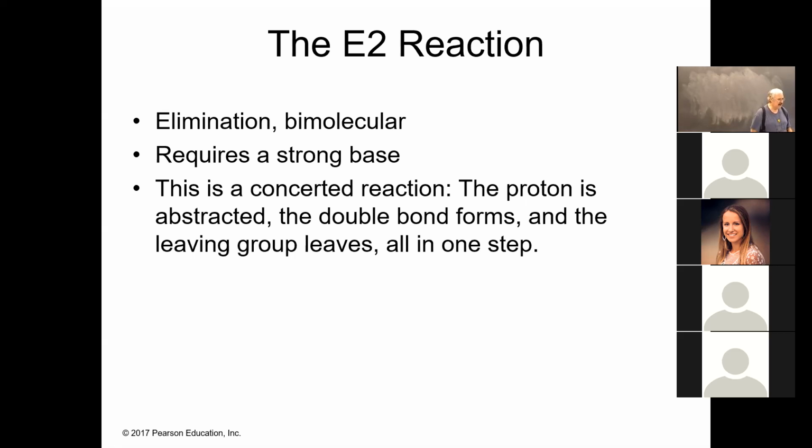It's a concerted reaction, which means that bonds are formed and broken all in the same step. So the proton is removed, the double bond forms, and the leaving group gets pushed out all in one step.